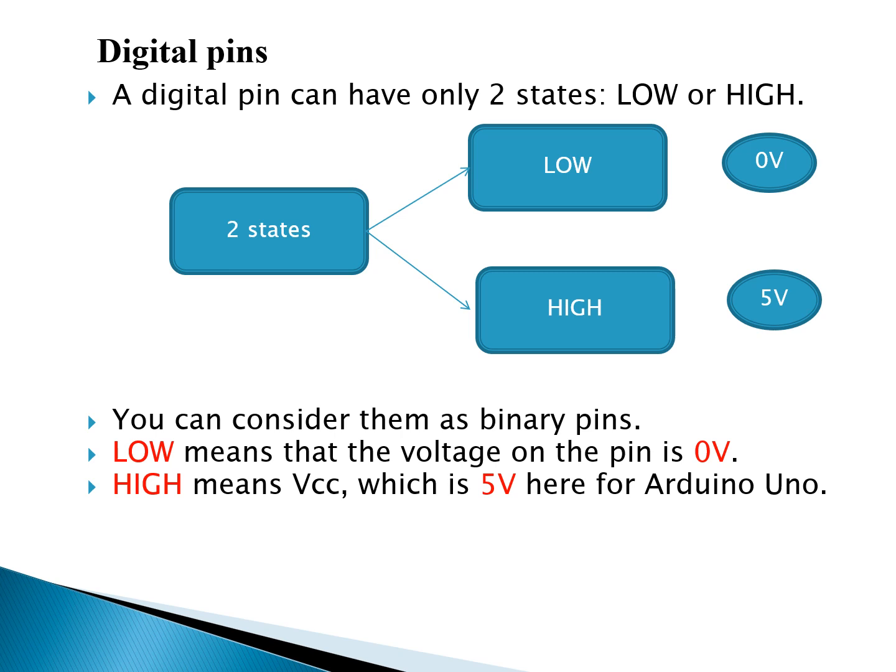Digital pins. A digital pin can have only two states, high or low. Low means 0 voltage, high means 5 voltage. You can consider them as binary pins. Low means that the voltage on the pin is 0 voltage, high means VCC, which is 5 voltage here for Arduino UNO.